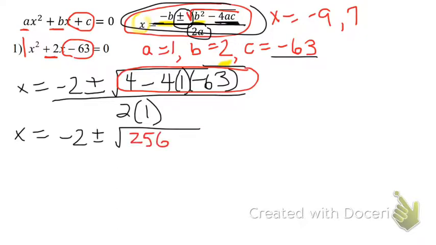Okay? The other option is to just multiply these 3 numbers and then do 4 plus that. It's totally up to you. Okay, you'll get used to it. All over 2 times 1, which is 2.